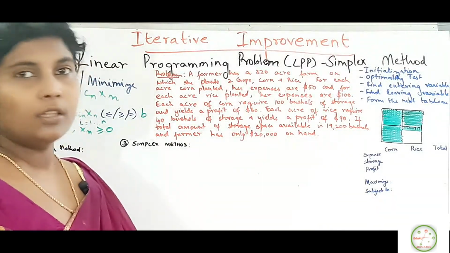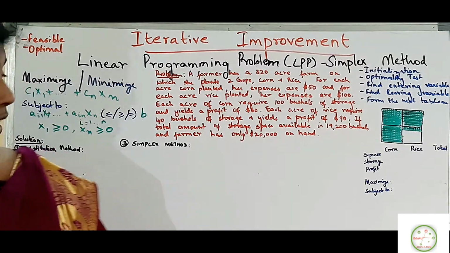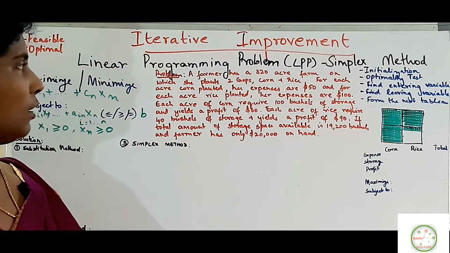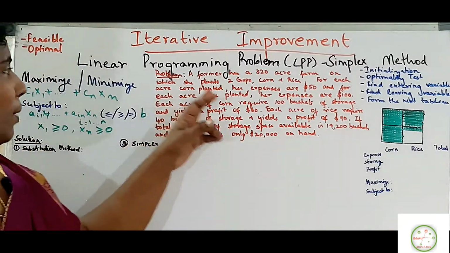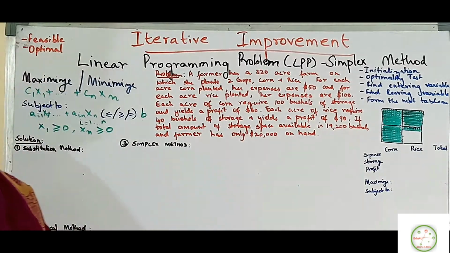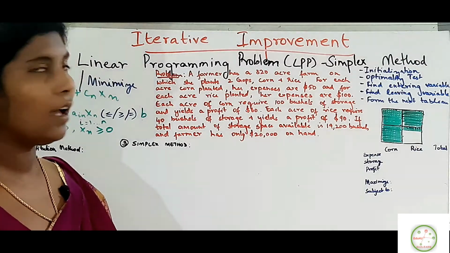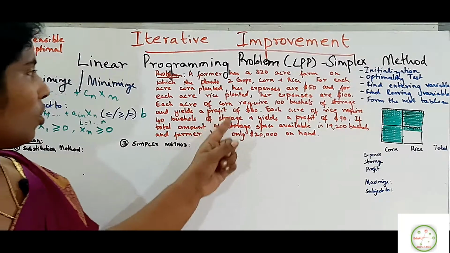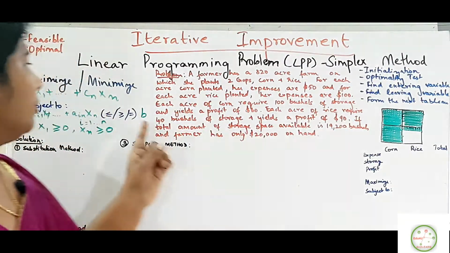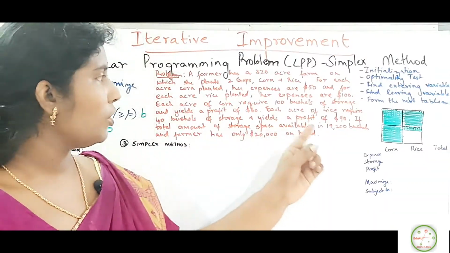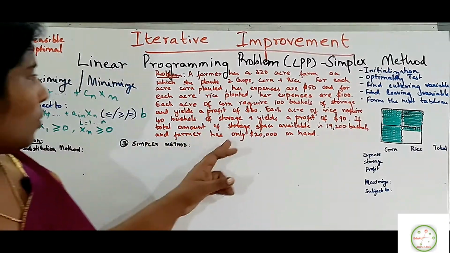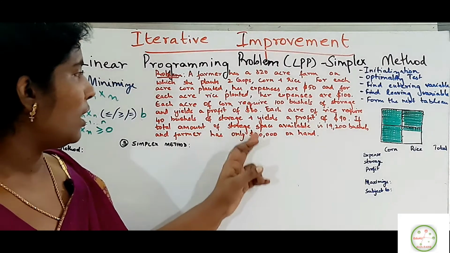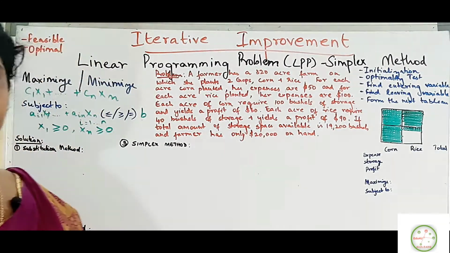So this is going to be a problem. Discussing the problem, we have a farmer, and this farmer has a 320 acre farm on which she plants two crops, corn and rice. For each acre of corn planted, her expenses are $50, and for each acre of rice planted, her expenses are $100. Each acre of corn requires 100 bushels of storage and yields a profit of $60. Each acre of rice requires 40 bushels of storage and yields a profit of $90. If the total amount of storage space available is 19,200 bushels and the farmer has only $20,000 on hand, what would be the maximum profit or the yield?